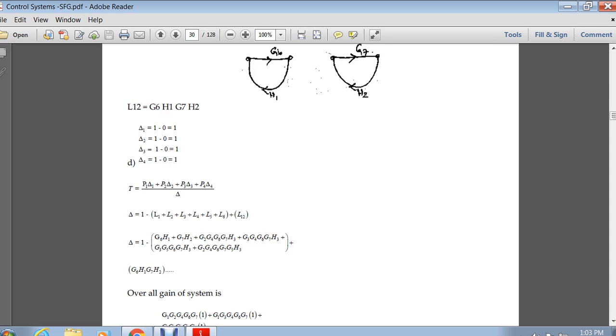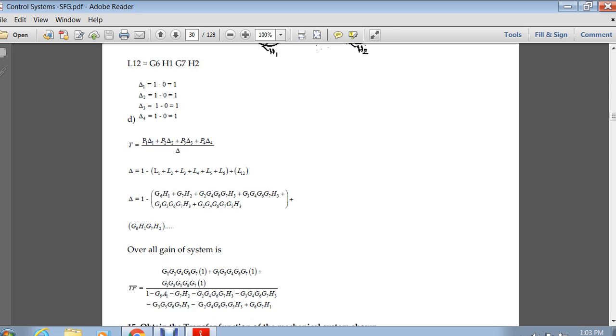Now what is the meaning of an individual loop? Any guesses? Let me explain. An individual loop means the loop starts and ends at a common node, the same node. What is meant by a possible combination of two non-touching loops? It means the two individual loops cannot share the same node. Okay? Now we need to find the overall gain of the system.